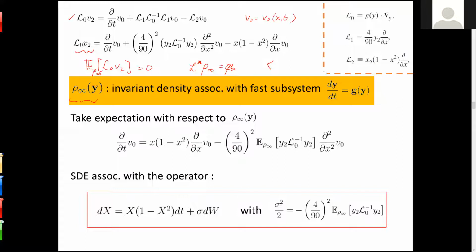Oh, I forgot the rho infinity. Because of that adjoint operator, L0 V2 rho infinity, and then you can move this. This inner product is L2. If you use the definition of the adjoint, then that will become 0. And that is all actually true for any L0 VI.